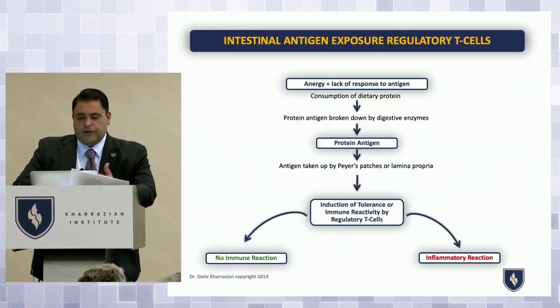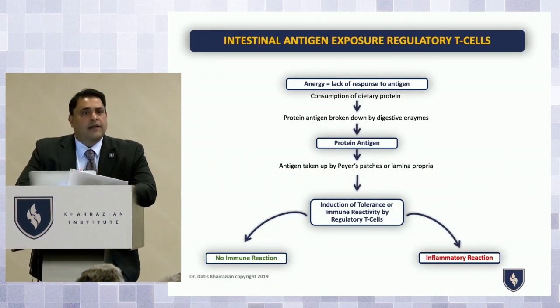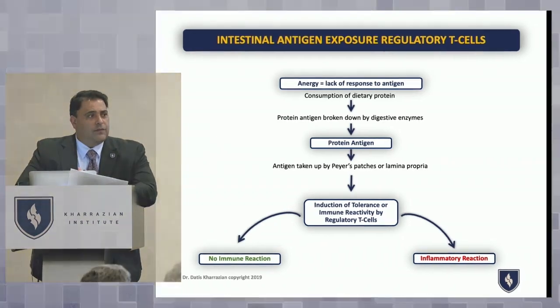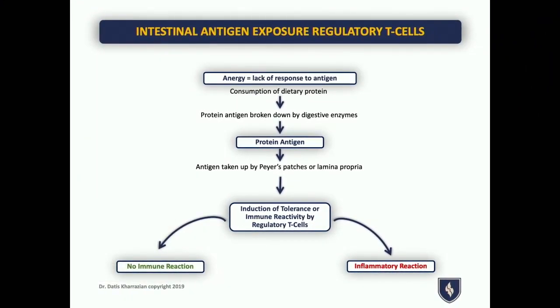In the world of immunology, there's a concept called anergy, which is a lack of response to an antigen. This is what you want to achieve with dietary proteins. You don't want the immune system to respond to food proteins adversely, with an overzealous response. So in order for this to happen, protein antigens have to be broken down by digestive enzymes. Again, north to south, same thing with immune tolerance. The protein antigen has to be taken up by Peyer's patches, and the immune response, Treg cells, have to not react against them. That's the basic concept.